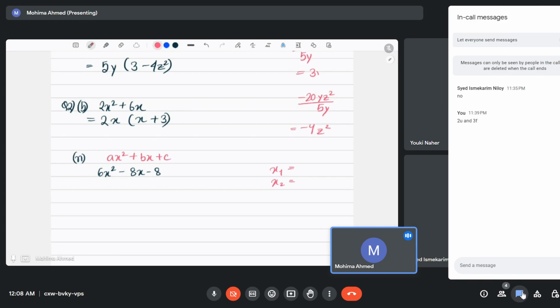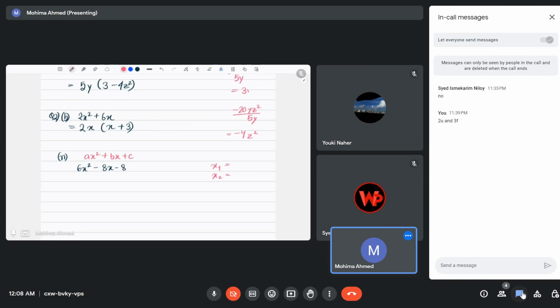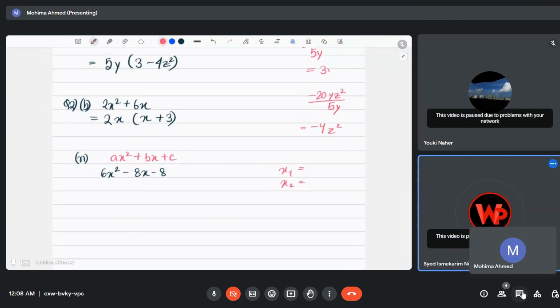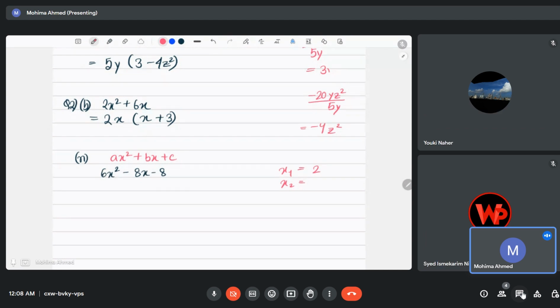Okay, what is the value for x1 and x2? Mm, x equals 2 and x equals 4 by 6. In my calculator, maybe it was 2 by 3, right? Yeah, because in your calculator, it will give you the simplified format.